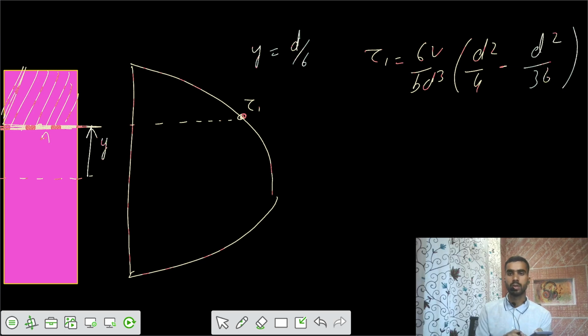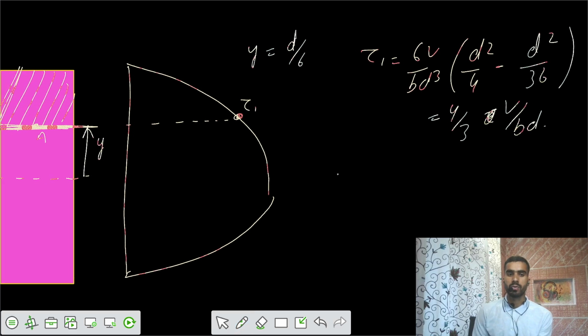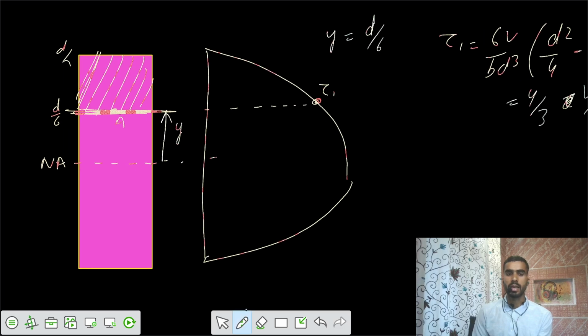36 inverse, and into multiply by 6. You got a value of 4 by 3, that's 4 by 3 tau average, or we can write 4 by 3 V by BD. And I know that the maximum shear stress would be at the neutral axis point. So the maximum shear stress at this point equals 1.5 times V by BD.